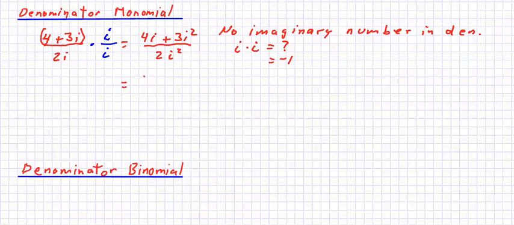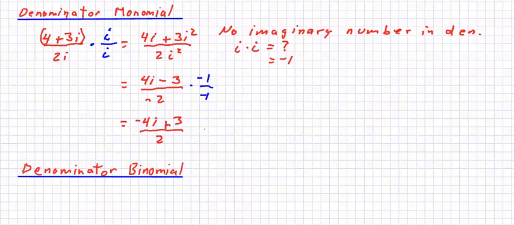3i squared: i squared is -1, so we get -3 over -2. i squared again is -1, -1 times 2 is -2. Now we're not allowed to have negatives in the denominator, so we multiply by -1 over -1, which gives us 4i times -1, -4i, plus 3 over +2.